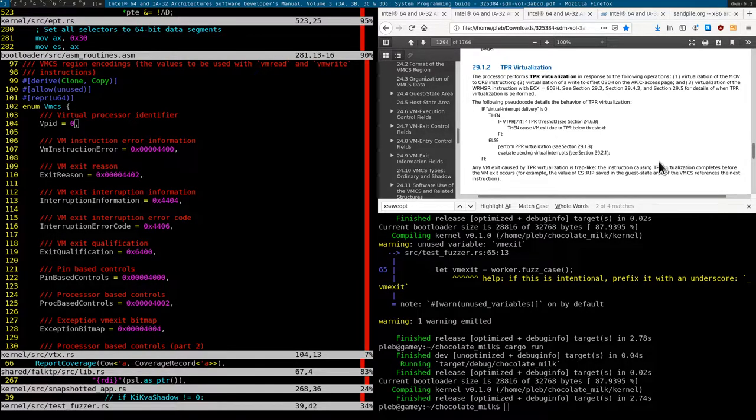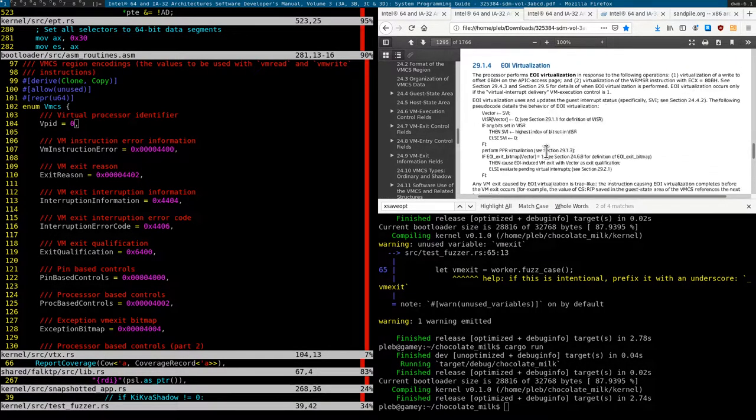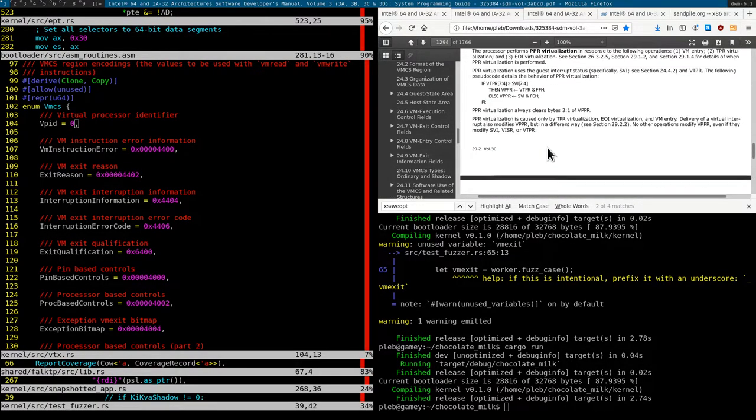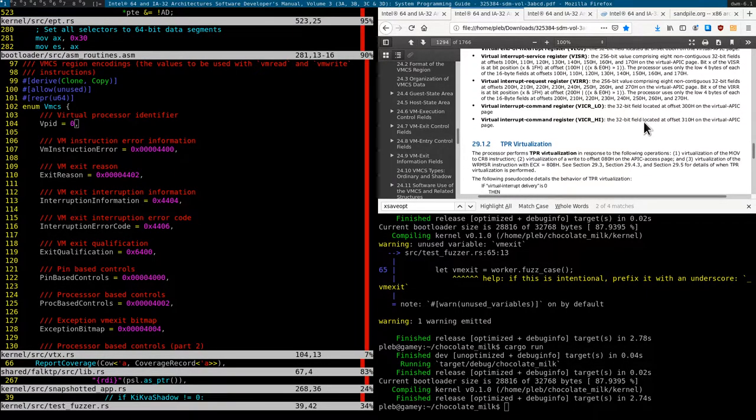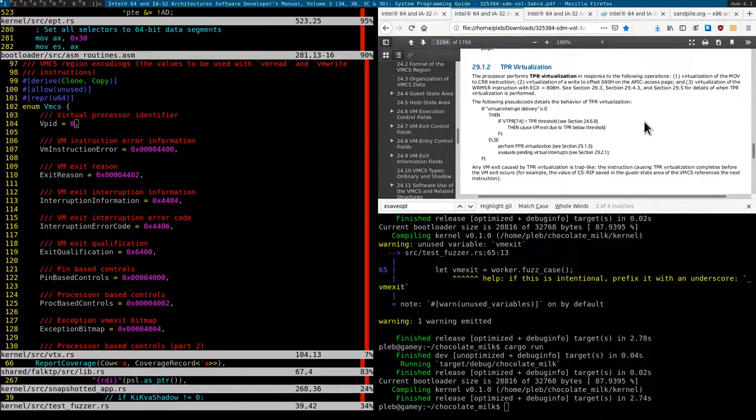Isn't that TPR... if the VTPR is less than the TPR threshold, MIMA exit due to that. I see. Move to CR8. So is that still going to use the actual host CPU's CR8 then? Or does it use a different one? I guess it's just the threshold.